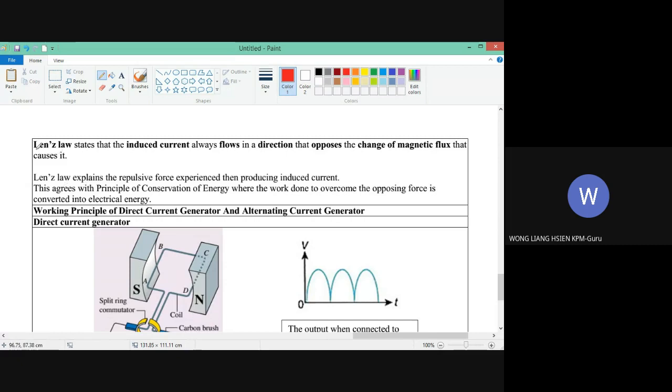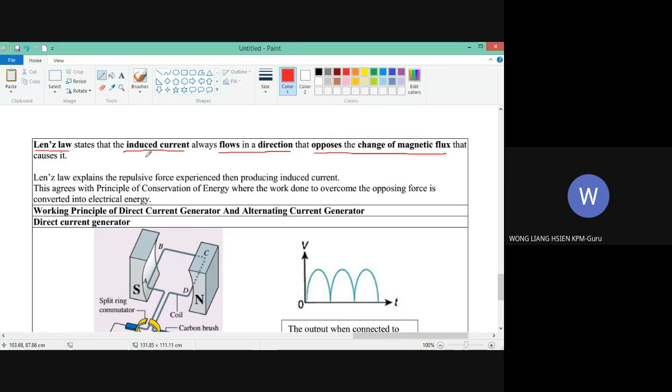All right. This concept about how we can find out the direction of induced current is explained in Lenz's law. Lenz's law states that the induced current always flows in the direction that opposes the change of magnetic flux that causes it. That means the induced current will always produce a magnetic effect that opposes the change of the magnetic flux that produced the induced current in the first place.